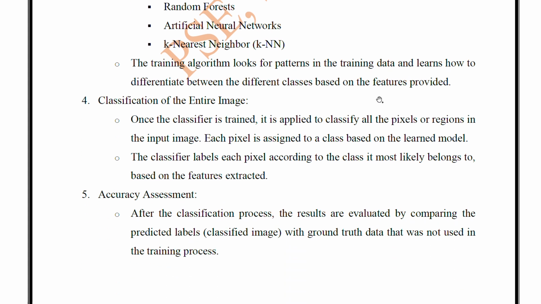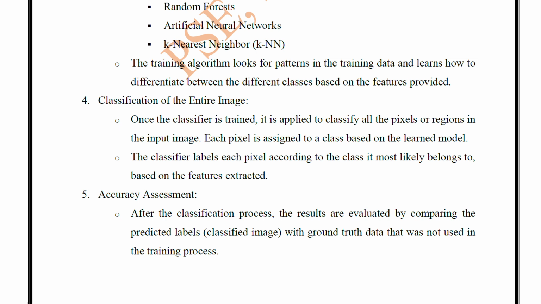Fourth, classification of the entire image. Once the classifier is trained, it is applied to classify all the pixels or regions in the input images. Each pixel is assigned to a class based on the learned model. The classifier labels each pixel according to the class it is most likely to belong to based on the features extracted.